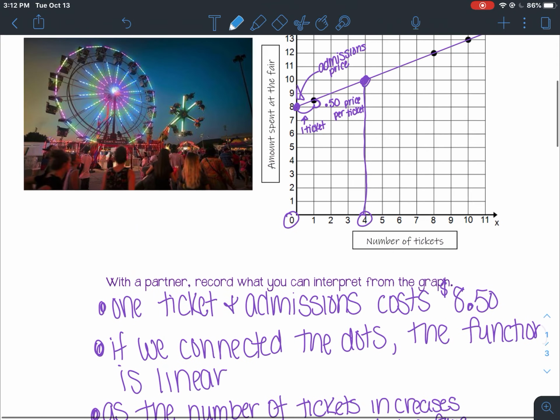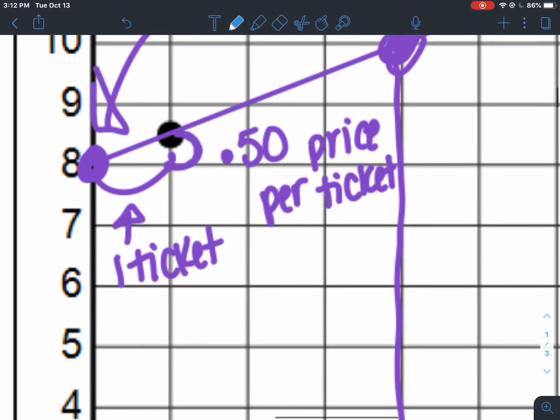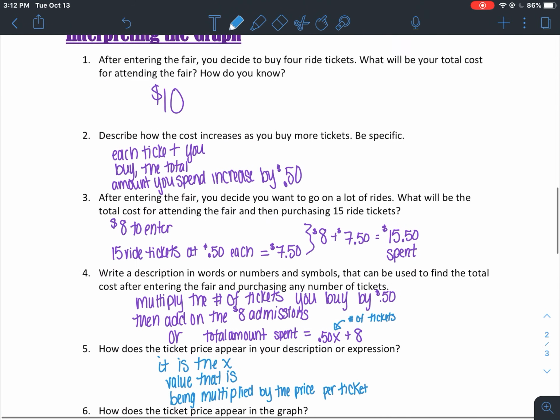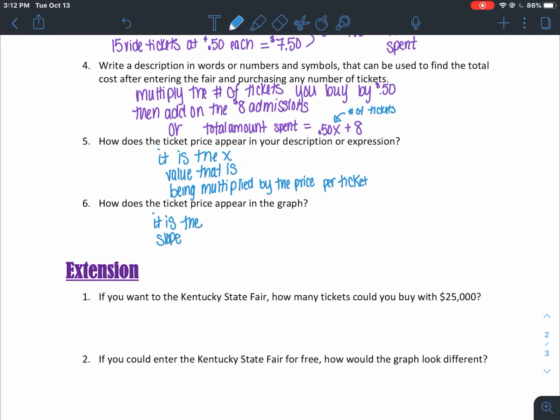How does ticket price appear on the graph? Well, it was our slope. Each ticket that we bought was 50 cents. It was rise over run. How much do I go up? How much do I go over? From 0 tickets to the first ticket, well, I went up 50 cents and I went over 1. So 50 cents over 1 would show me the price per ticket, and it's the slope.